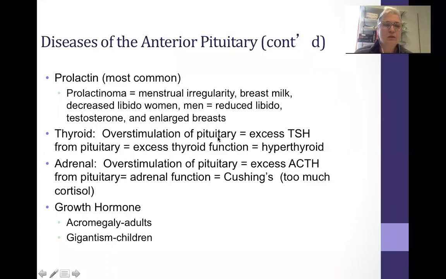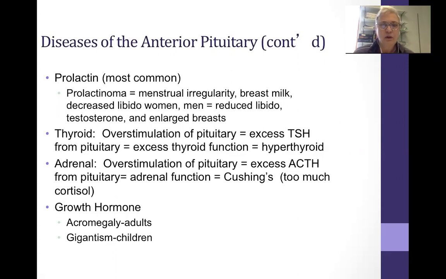So prolactin is a hormone that's produced by the anterior pituitary. And if it's too much, or if it's an area that's affected by a tumor, you're going to get, in women, irregularity in menstruation and breast milk. Unfortunately for both men and women, decreased libido. For men, also reduced libido, like I said, and lower testosterone and enlarged breasts. Prolactin, as you know, is involved in lactation, and so that makes sense why you would be seeing these things.